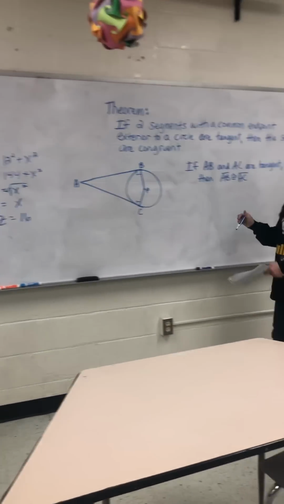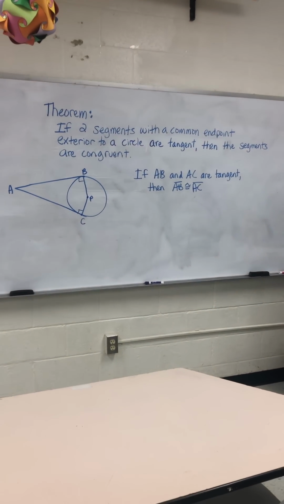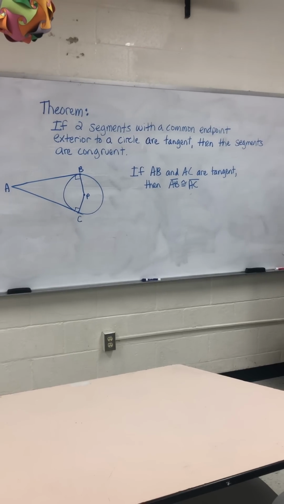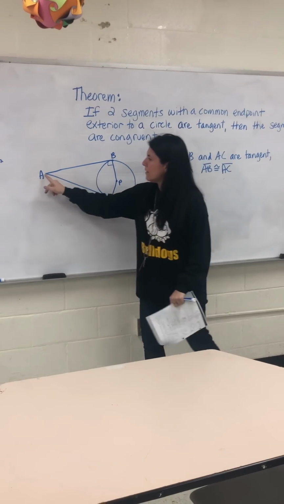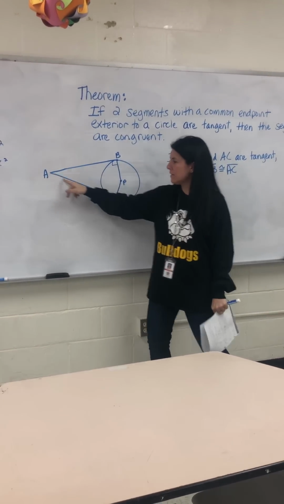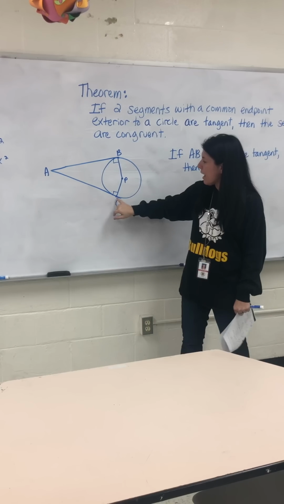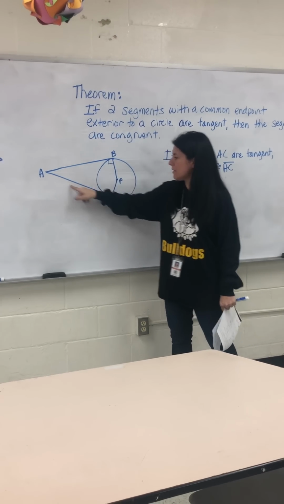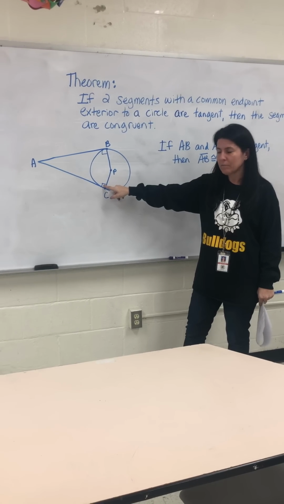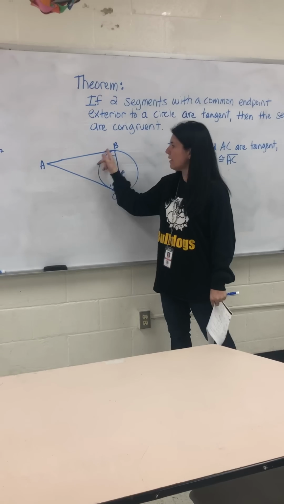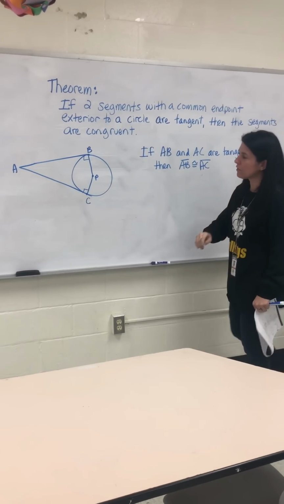New theorem. If two segments with a common endpoint exterior to the circle are tangent, then the segments are congruent. So if I know that this is a tangent and this is a tangent, remembering from the beginning of the video, I know it's tangent because this line meets this radius at a 90-degree angle. I know this is tangent and this is tangent. Because of that, I know that these two segments are congruent.